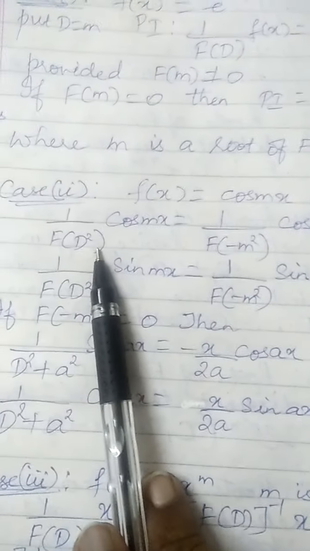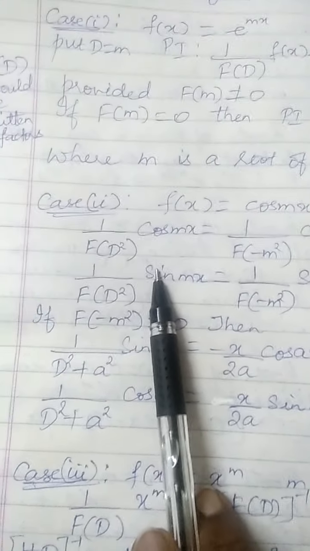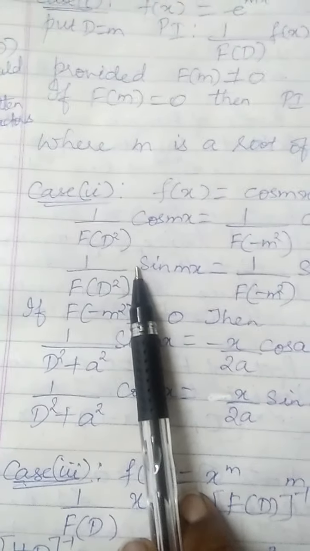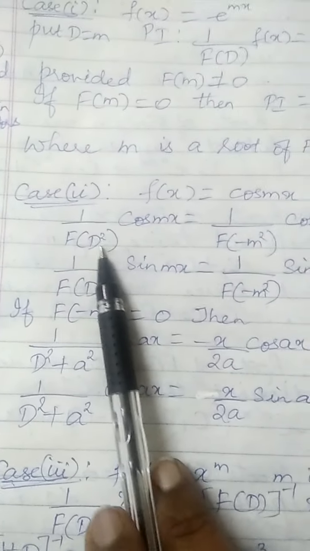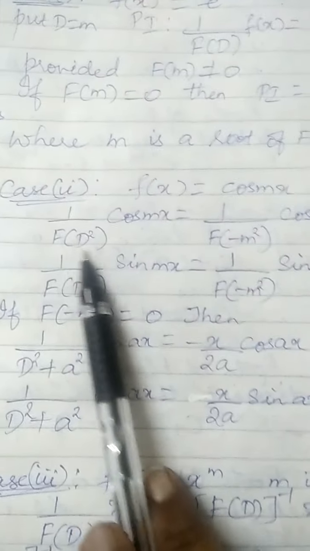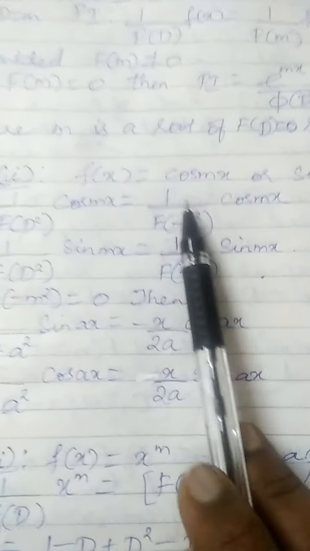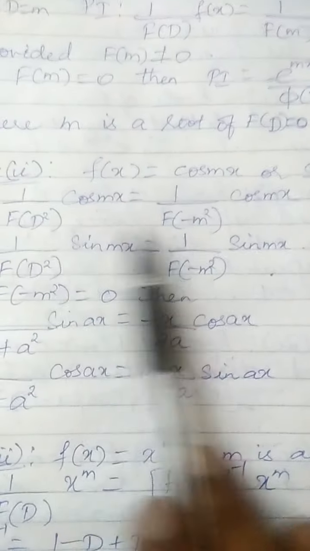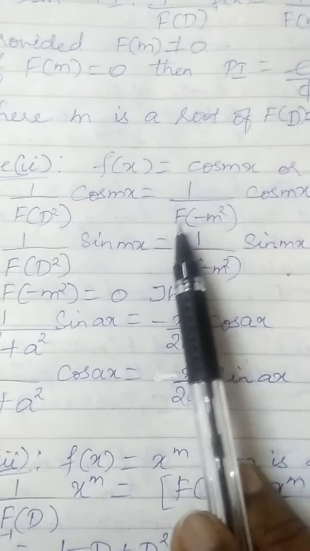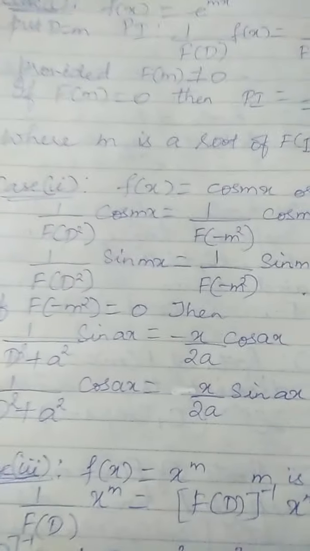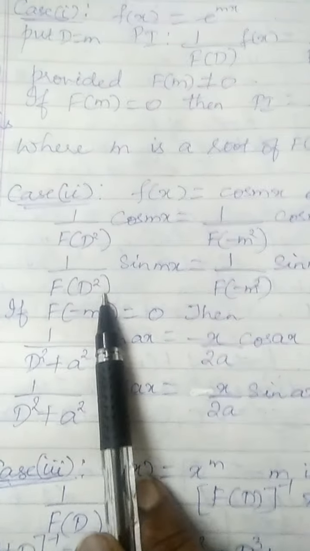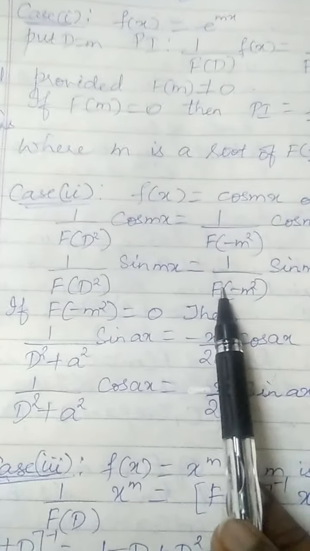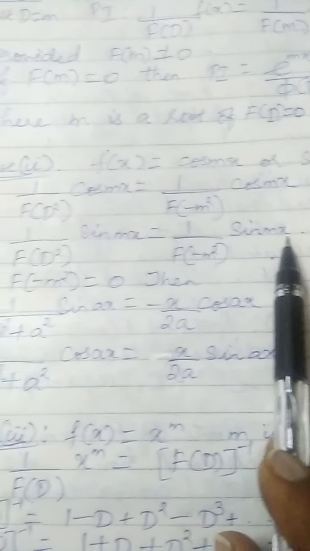Now going to case 2, f of x is equal to cos mx or sin mx. Then 1 by f of D square. In this case, only for D square we have to substitute, not for D. So for 1 by f of D square cos mx, we should substitute D square equal to minus m square. Then the function reduces to 1 by f of minus m square cos mx, and 1 by f of D square sin mx equal to 1 by f of minus m square sin mx.